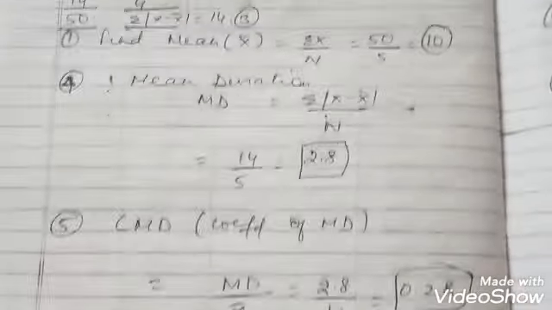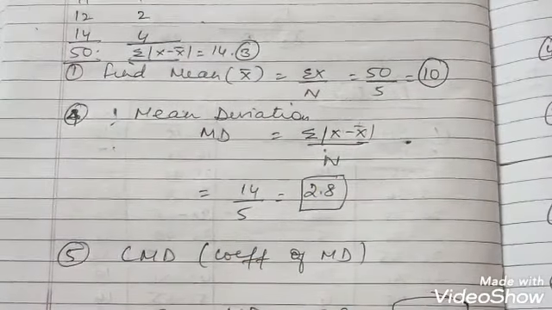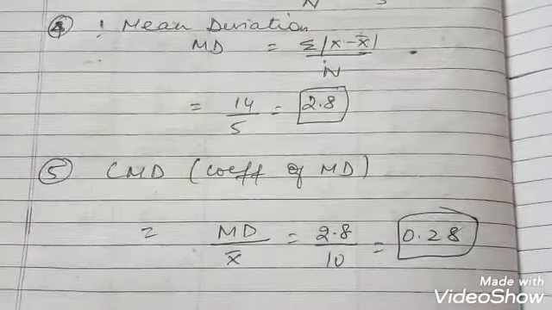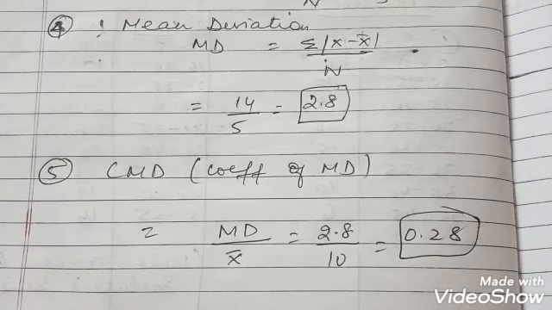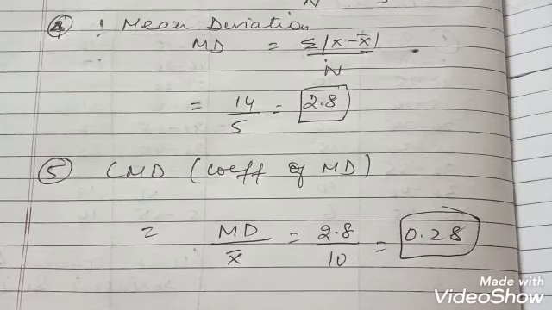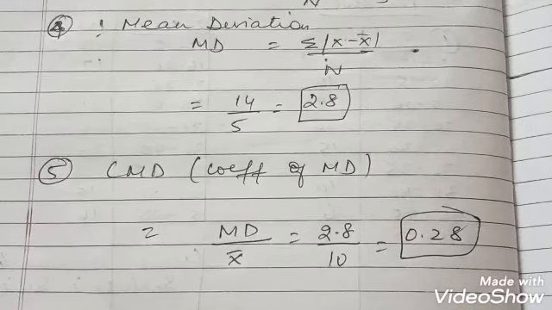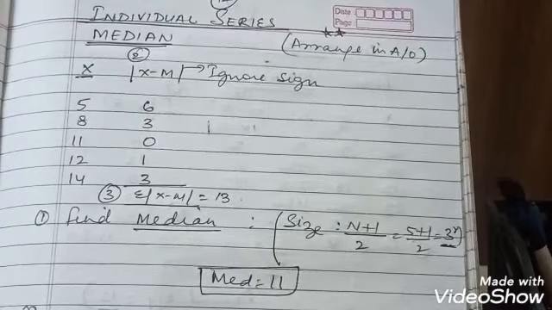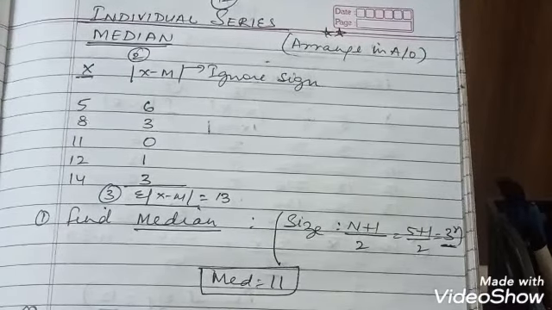What was your actual mean? You've taken actual mean as 10. So it is 2.8 upon 10, which is 0.28. If you remember, in the last class I told you all coefficient values are always less than 1. If your answer is 1.2 in the coefficient, it means there is an error somewhere. So you have understood mean deviation and its coefficient, individual series from mean.